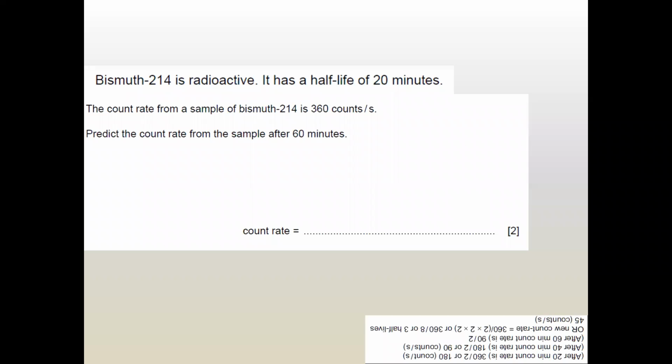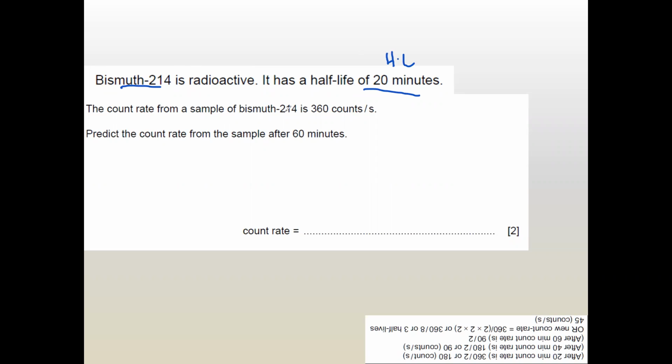In the last session, we were discussing the half-life topic. Now we are doing some questions related to the half-life. So bismuth 214 is radioactive and it has a half-life of 20 minutes. So it means after every 20 minutes, it becomes half of its original value.